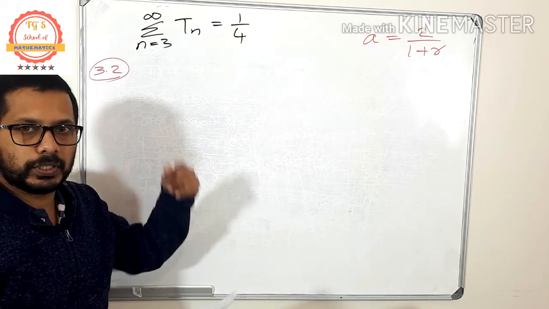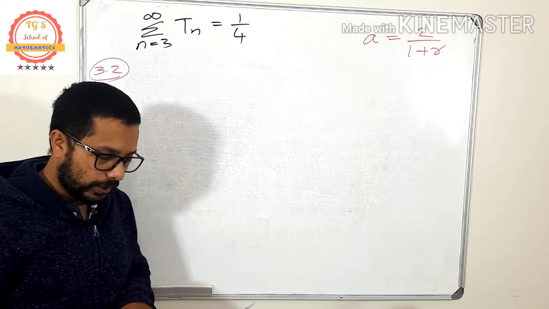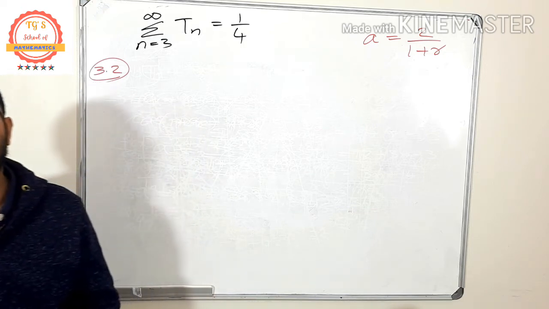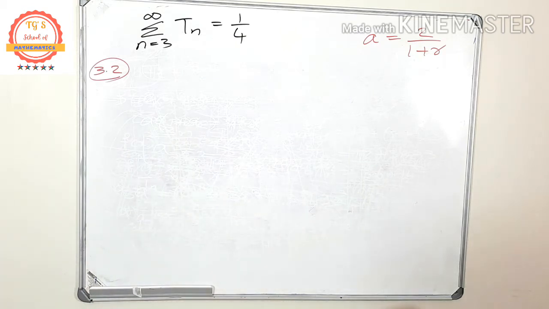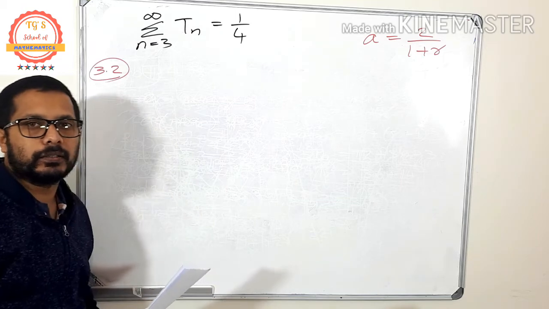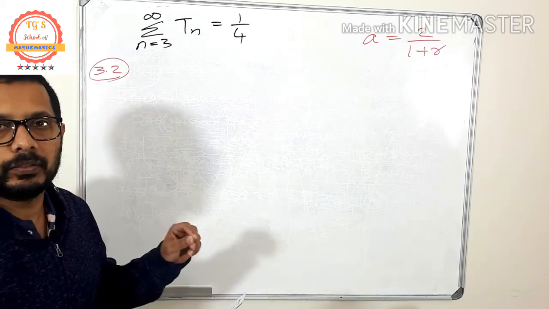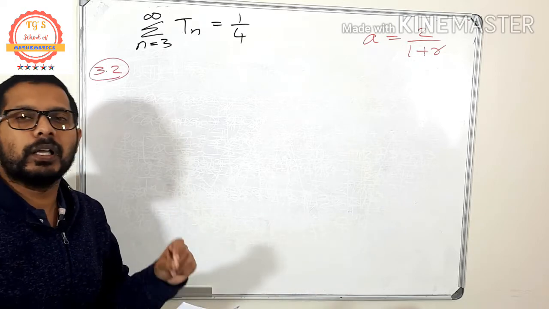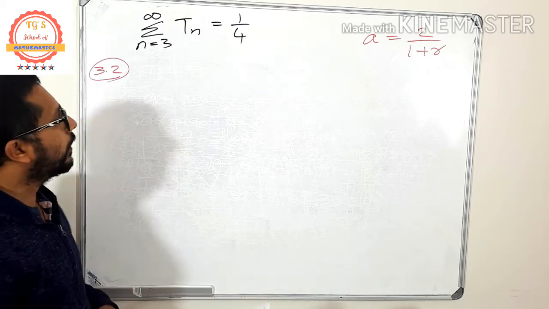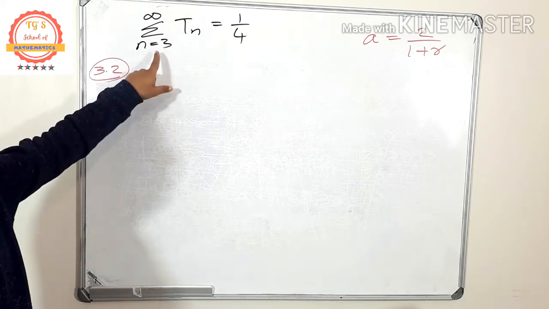Previous question done. Now let's go to the next question. Calculate the values of A and r. In this question you have to find the exact values of A and r. So the numbers: what is the value of A? Which number is A? What is the value of r? Which number is r? That's the question. Now look at this one.